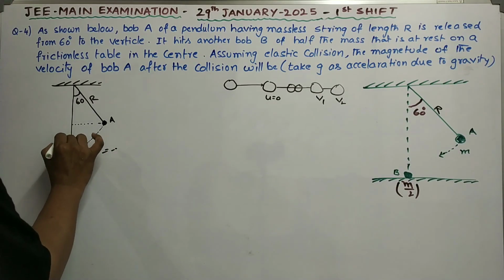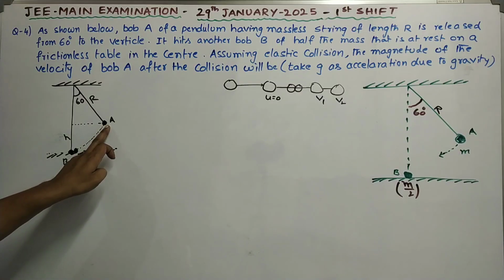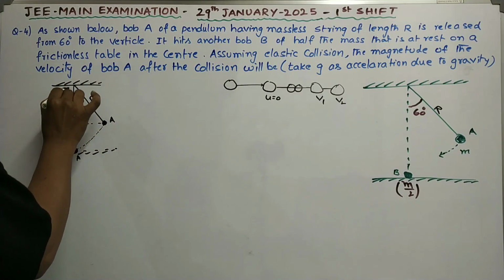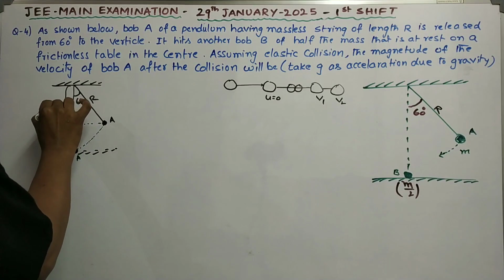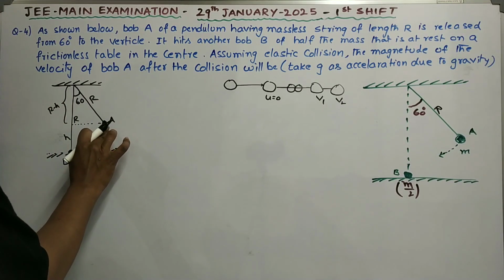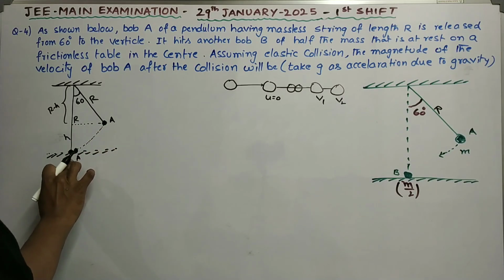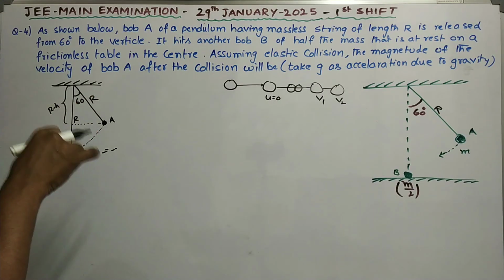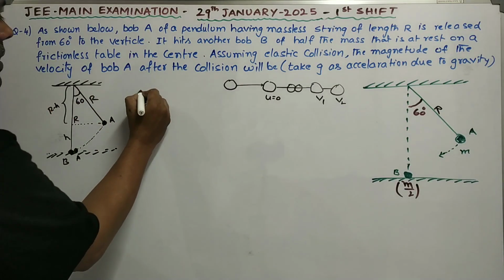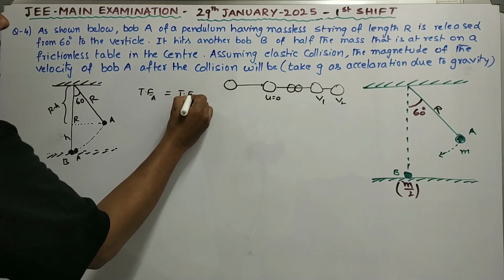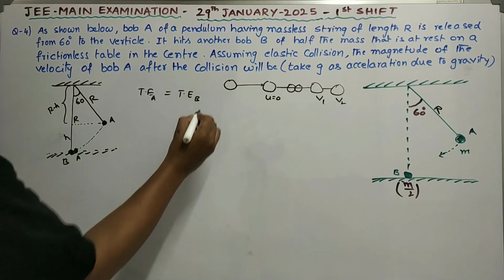Okay, so this is the height h above the ground, so that this total length is equal to R. So this length is equal to what? R minus h, isn't it? R minus h. So using the conservation of energy, total energy at A is equal to total energy just before hitting bob B. That means it is at the bottom, at the vertically down point. That means total energy at A is equal to total energy at point B, isn't it?